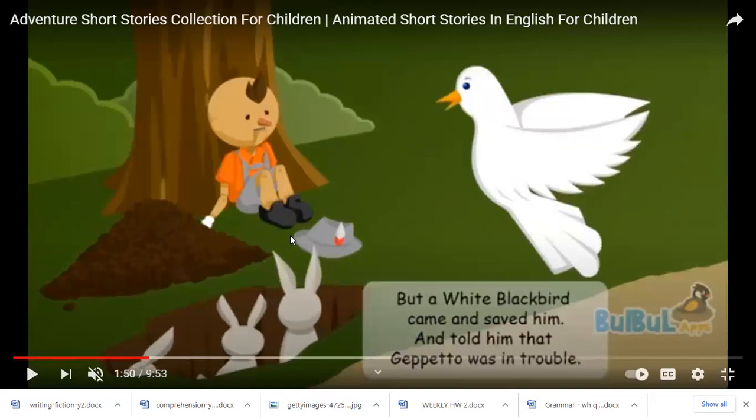But a white blackbird came and saved him and told him that Geppetto was in trouble.